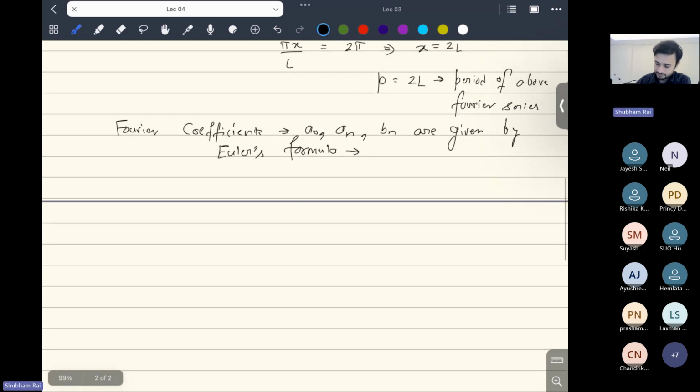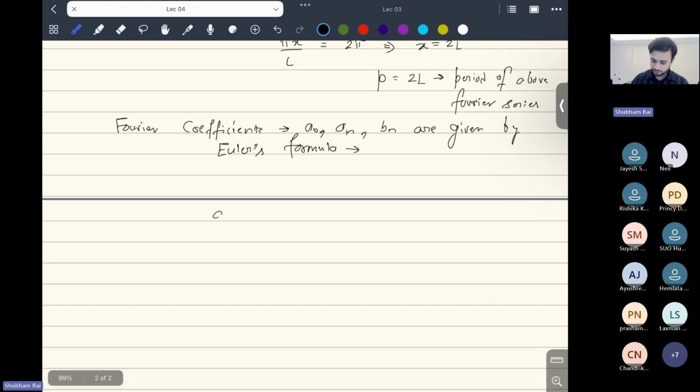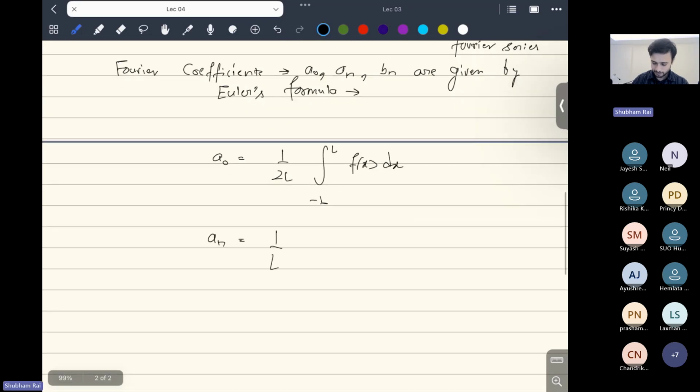And let me write what is the expression of Euler's formula. So a0 will be given by 1 by 2l, integral from minus l to l of f of x dx. And then an will be given by 1 by l, integral from minus l to l of f of x cos n pi x by l dx, and n will be 1, 2, and so on.